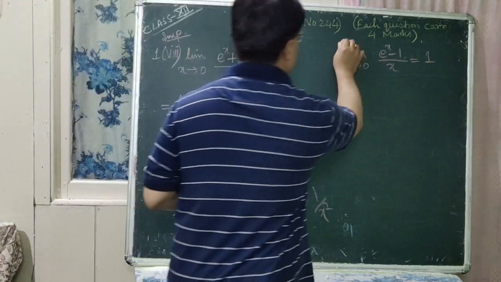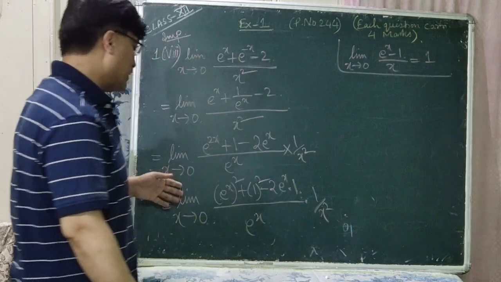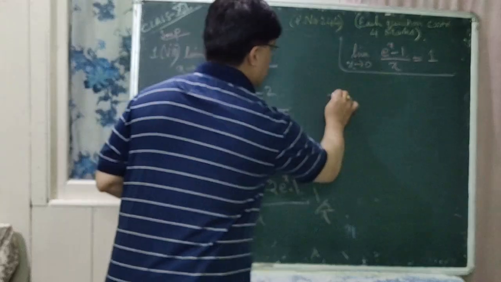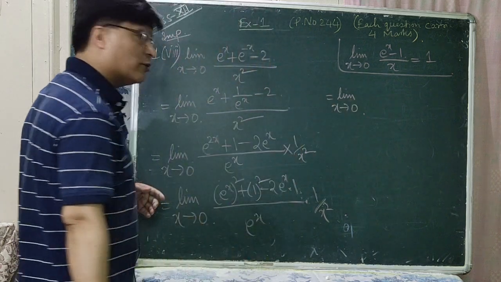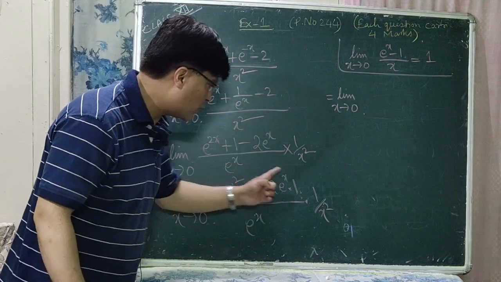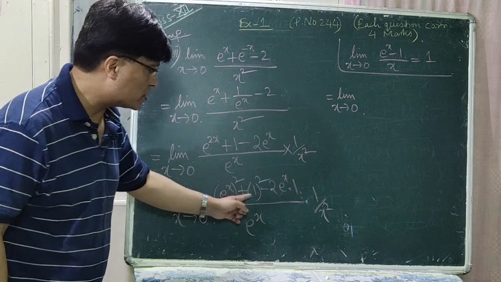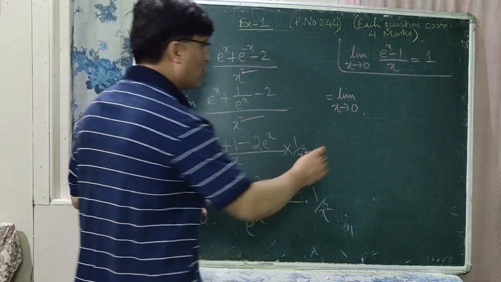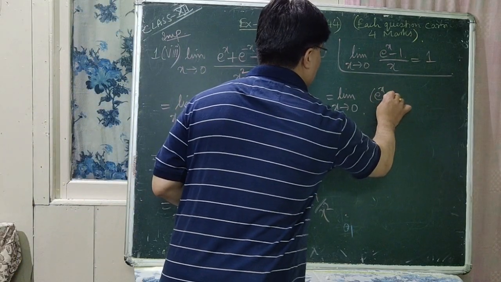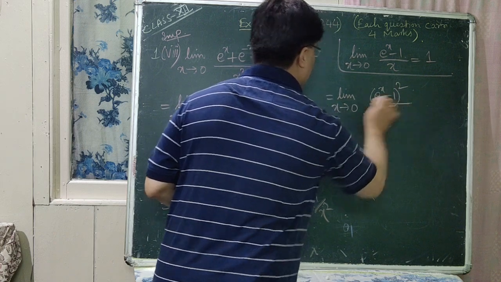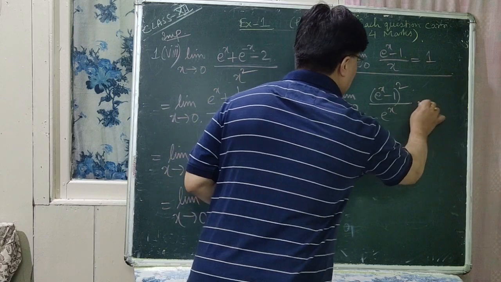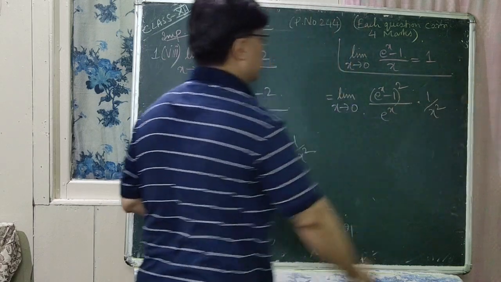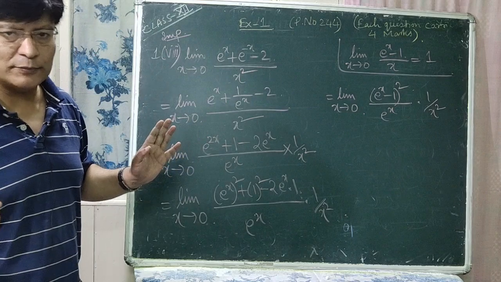Okay. Next. Now let us simplify it. So which is equal to limit, this is your x tends to 0. Now in the numerator, what can you write? A square plus b square minus twice ab. What is the formula? It is e to the power x minus 1 whole square divided by, there is e to the power x into 1 upon x square. Is that clear to all of you?